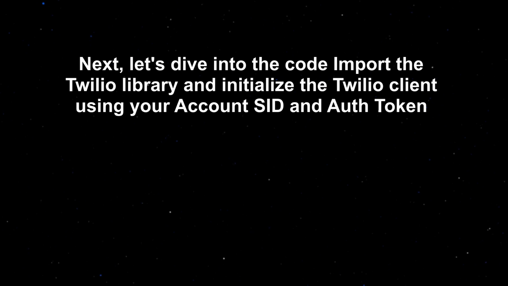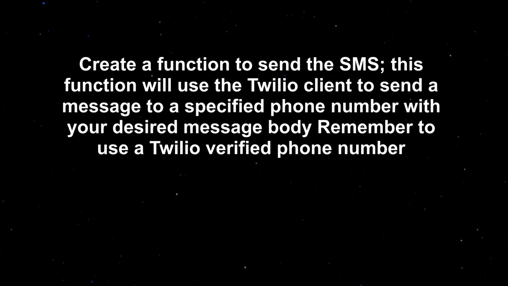Next, let's dive into the code to import the Twilio library and initialize the Twilio client using your account SID and auth token. Create a function to send the SMS. This function will use the Twilio client to send a message to a specified phone number with your desired message body. Remember to use a Twilio verified phone number.